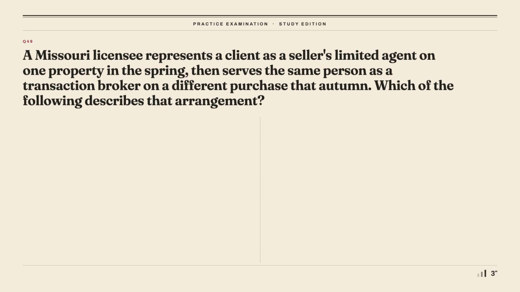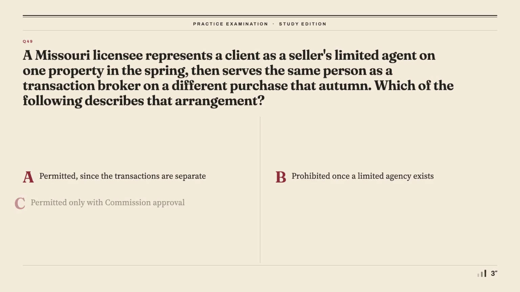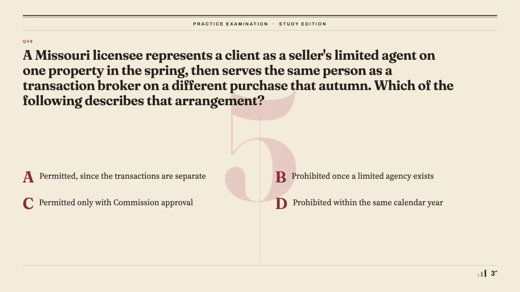Your options are: A. Permitted since the transactions are separate. B. Prohibited once a limited agency exists. C. Permitted only with commission approval. D. Prohibited within the same calendar year. Which one is it? Pause the video if you need more time.